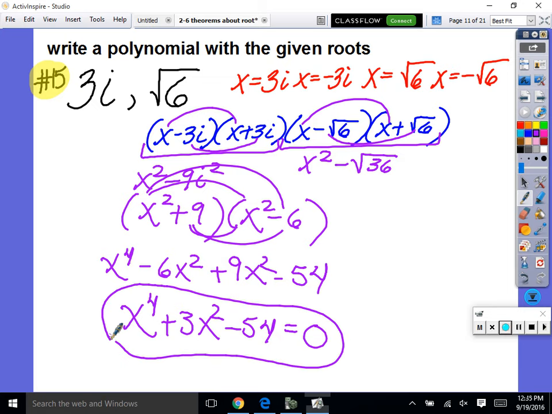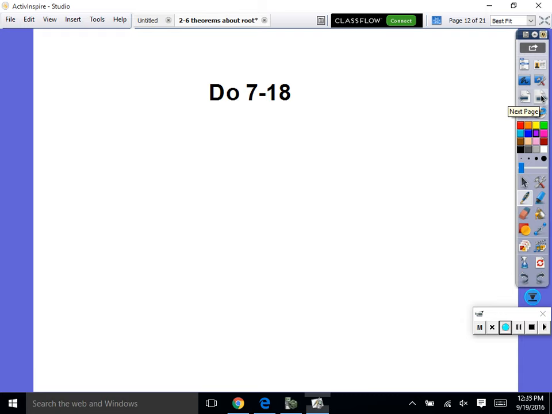Questions? Okay. Do 7 through 18. Make sure you read the directions, because on 7 through 12, it doesn't say find the polynomial. It just says what are the other roots. So you're doing 7 through 18.